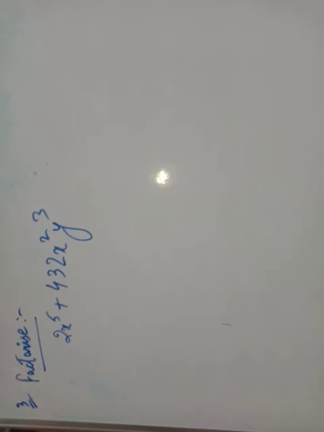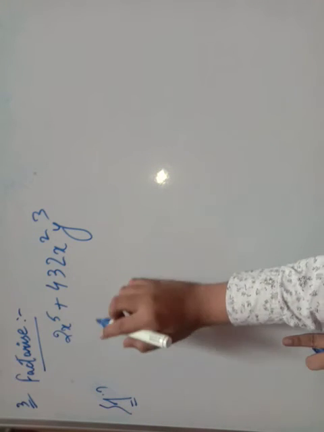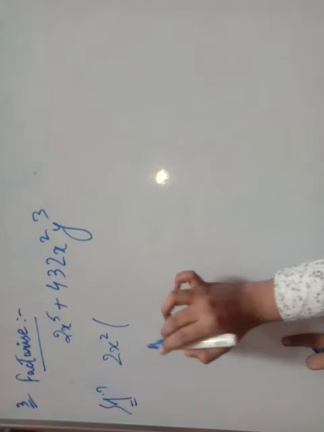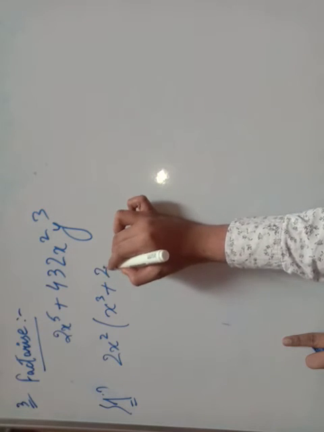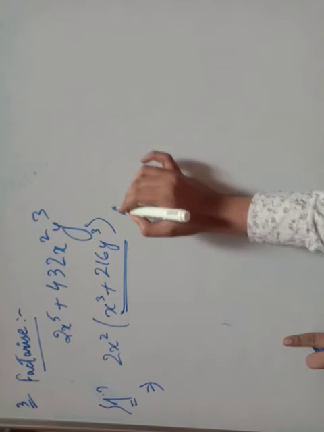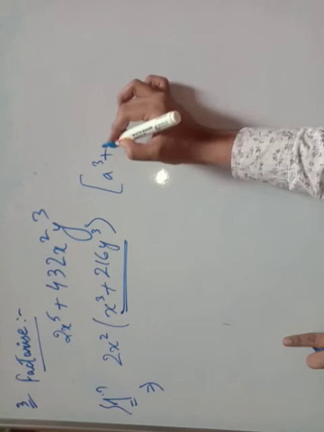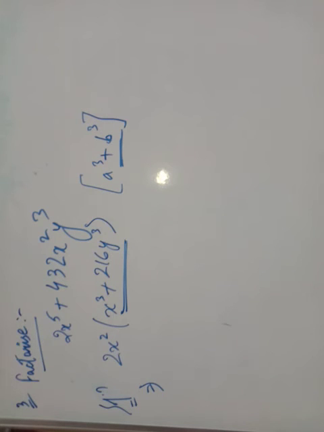The next question is from factorization. The question asks: factorize 2x to the power 5 plus 432x square y cube. Let's start the solution. Let's take 2x square common. Then we will be left with x cube plus 216 y cube. Now here very easily you can apply the formula of a cube plus b cube. This identity we can use and easily solve the question.